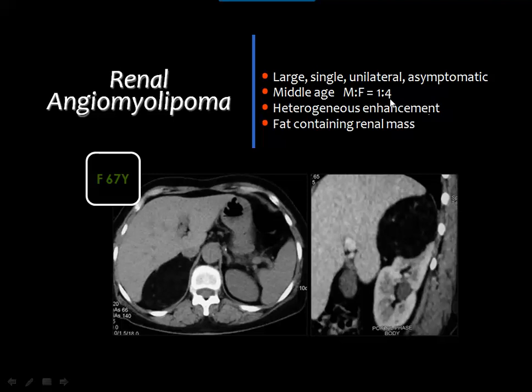They are more common in females compared to males. They show heterogeneous enhancement according to the solid component, and the fat is the most diagnostic landmark. Here you see the claw sign indicating that this lesion is arising from the upper pole of the kidney and not from the suprarenal gland, for example.